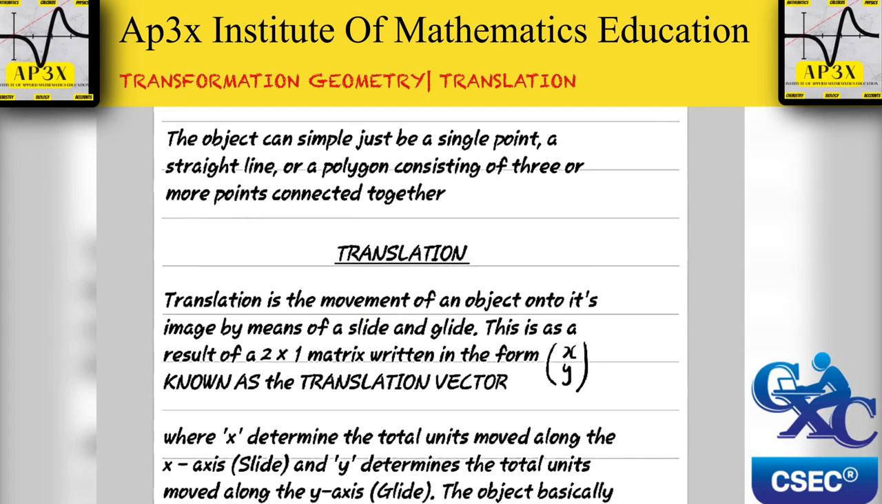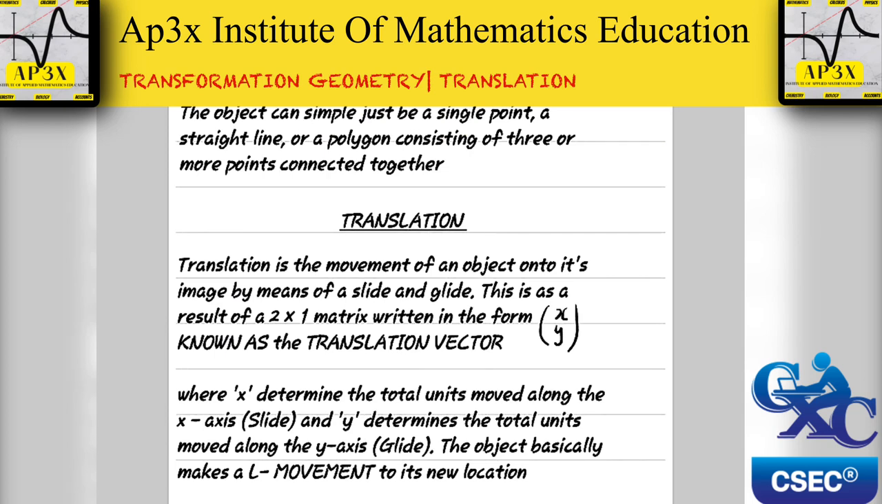Now, that's pretty much the essence or the idea behind transformation. It's basically using a mathematical and graphical approach to moving the object, which in this case could be a shape, a line, or a point, to a new location on the Cartesian coordinate system.